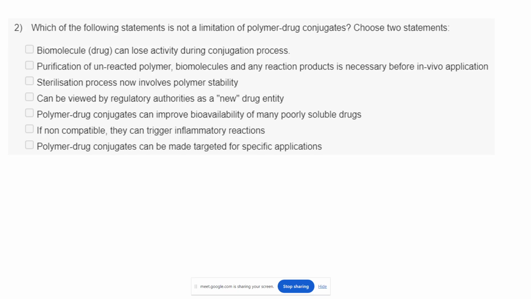Polymer drug conjugates can improve bioavailability of many poorly soluble drugs. If not compatible, they can trigger inflammatory reactions. And the last option, the polymer drug conjugates can be made targeted for specific applications. Which of these do you think is not a limitation of the polymer drug conjugates? You have to select two statements.